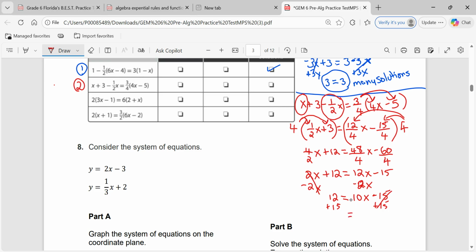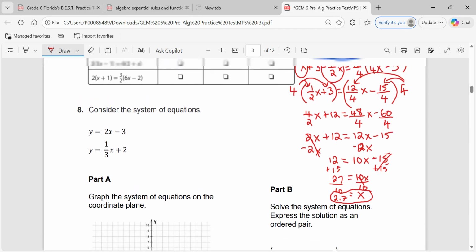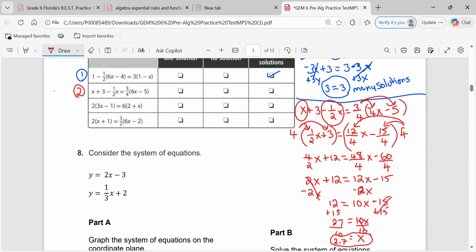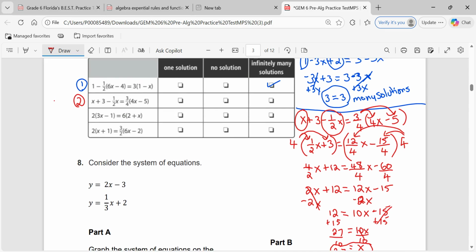10x is equal to 27. 27 is equal to 10x, then I would divide both sides by 10. At this point, we should know that we're going to get an answer, right? So that x is equal to 2.7. That's fine. Doesn't necessarily, it does matter, but point is, we have a solution. So your answer is one solution because we're finding an actual value for x.